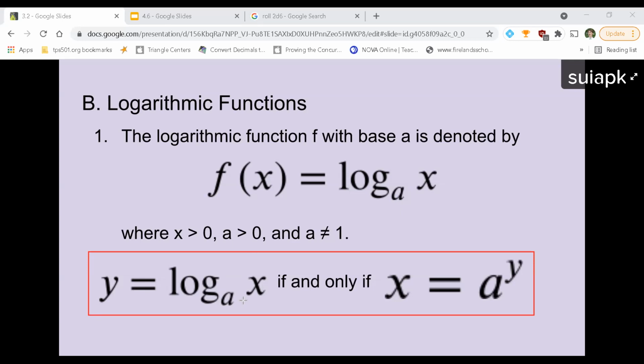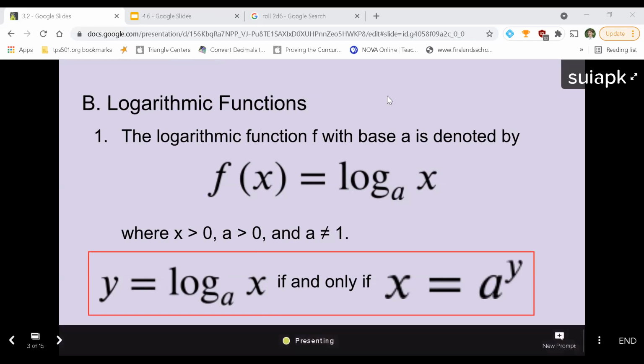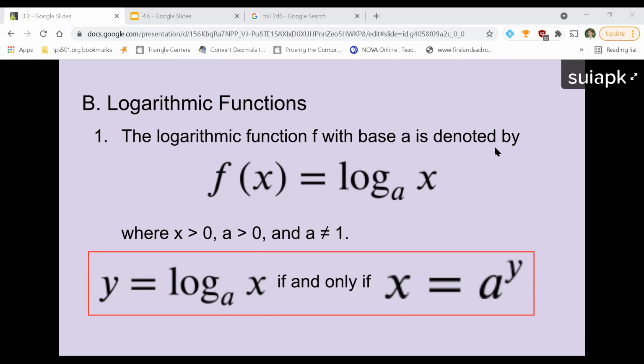A to the what power gives me the answer x. So whenever you see a logarithm, you should just say that is a what power function. Everyone okay on this slide? The most important slide that you'll ever see in your entire life.